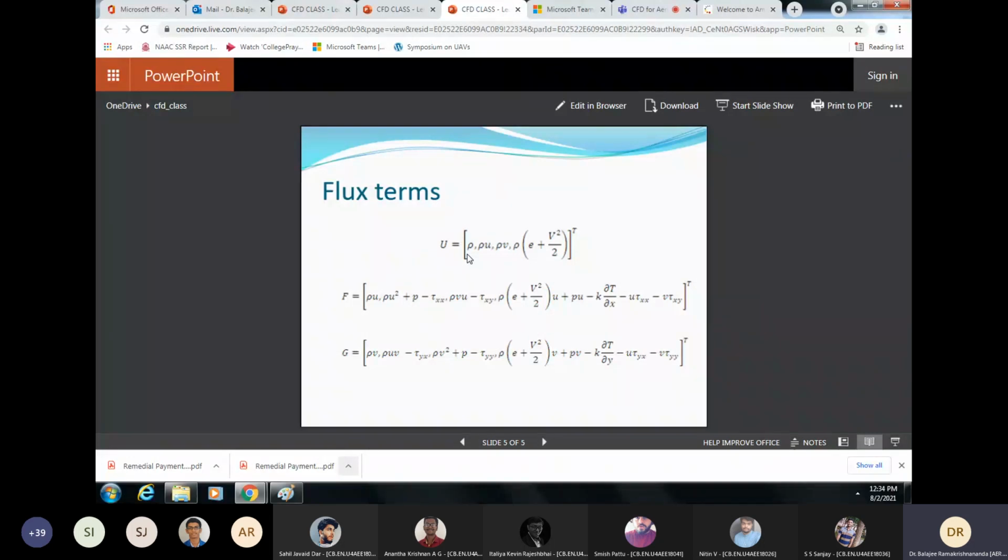A plus B, if C is also a solution, A plus B plus C is also a solution. There are n number of solutions, you can add them in any fashion you want. All of them will be solutions of the equations. That is the beauty of a linear PDE, linear partial differential equation.